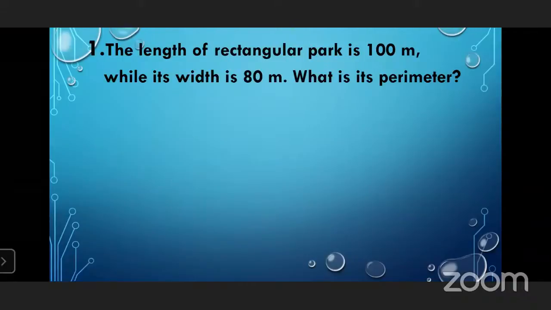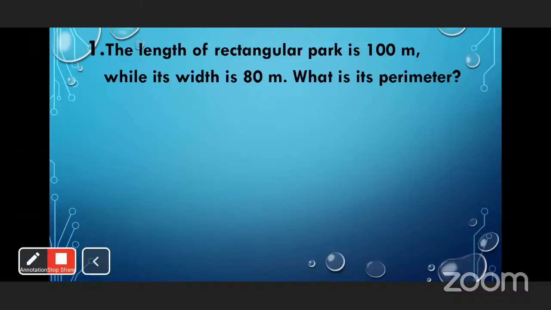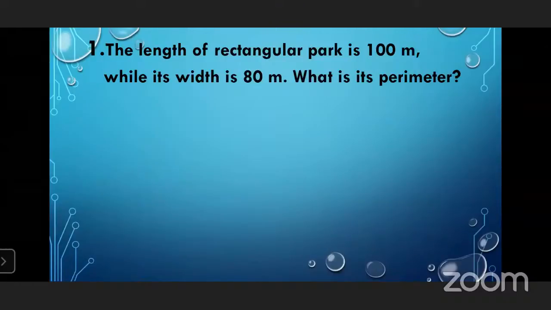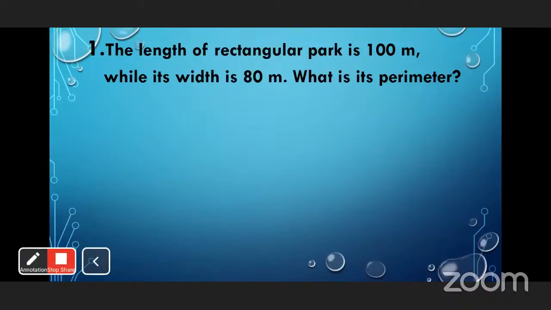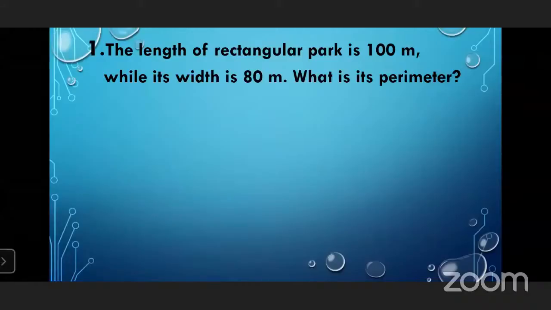The length of a rectangular park is 100 meters, while its width is 80 meters. What is its perimeter? Can you understand it? Yes. What do we have to find out in this problem? We have to find its perimeter. The length of the rectangular park is 100 meters, while its width is 80 meters.